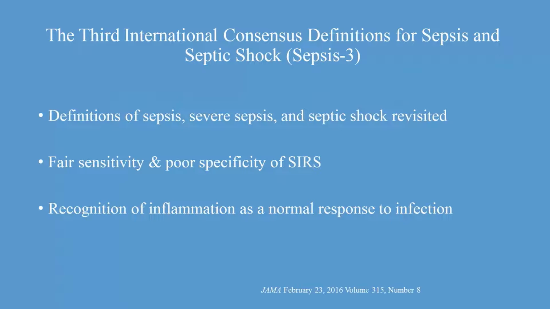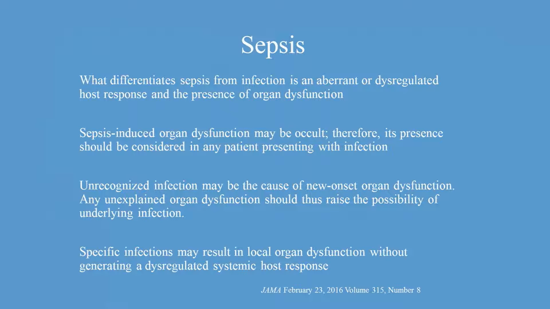Okay. The third international conference to look at consensus definitions for sepsis published their recommendations in 2016 to say, boy, we really need to rethink this definition of sepsis, severe sepsis and septic shock. We know SIRS is not very sensitive and really nonspecific, that inflammation is a normal part of the body's response to infection. And so what differentiates sepsis from just a normal response is that you get an impaired host response that ultimately leads to organ dysfunction.